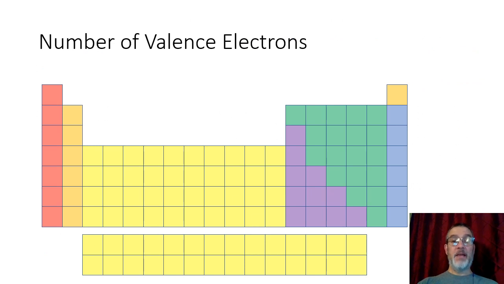If we look at the periodic table overall, we can predict the number of valence electrons by which column the atoms are in.